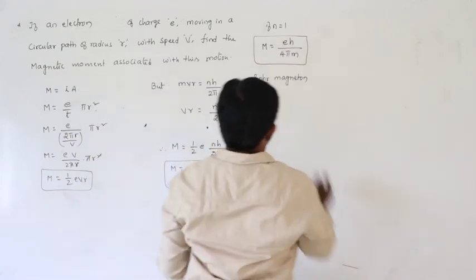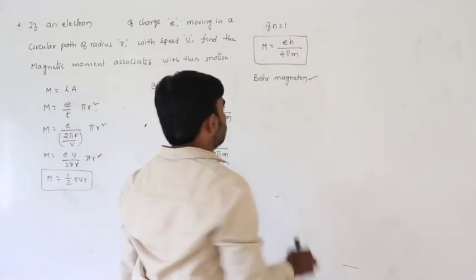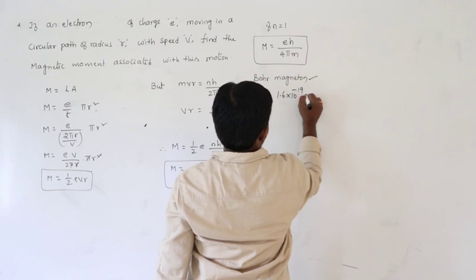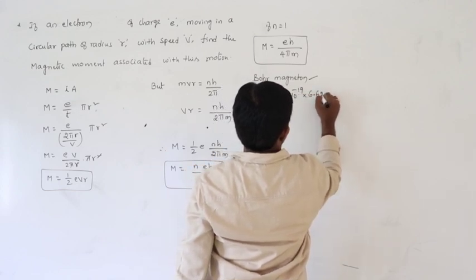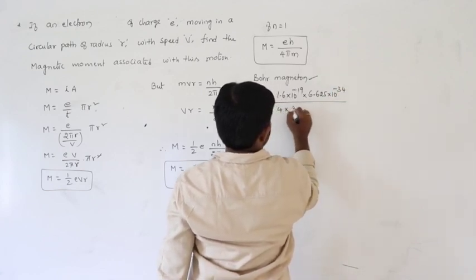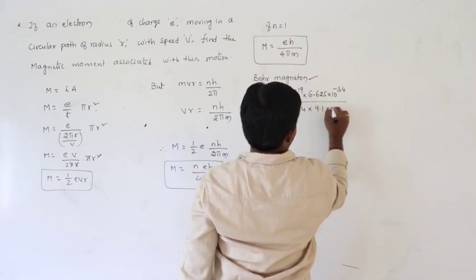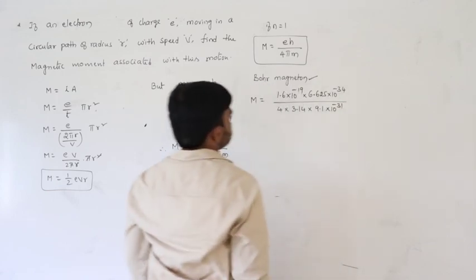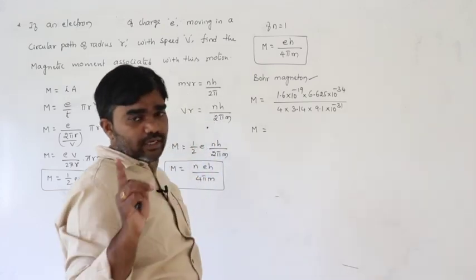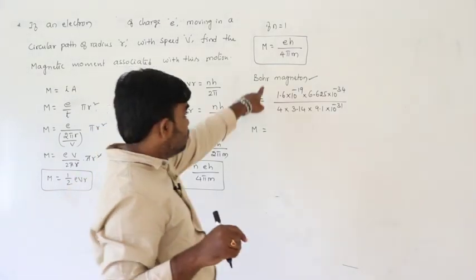So what is the value of this? eh by 4 pi m is a constant value. So what is that value? Let's calculate. e is 1.6 into 10 to the power of minus 19, h is 6.625 into 10 to the power of minus 34, divided by 4 into pi, which is 3.14, and m is the mass of an electron, 9.1 into 10 to the power of minus 31. This is called the Bohr magneton: the magnetic moment of the electron in the first ground state of the hydrogen atom.